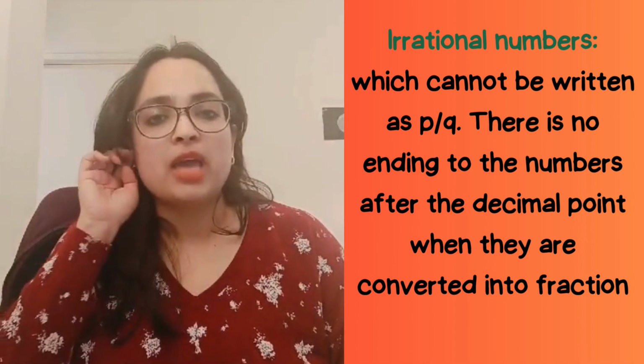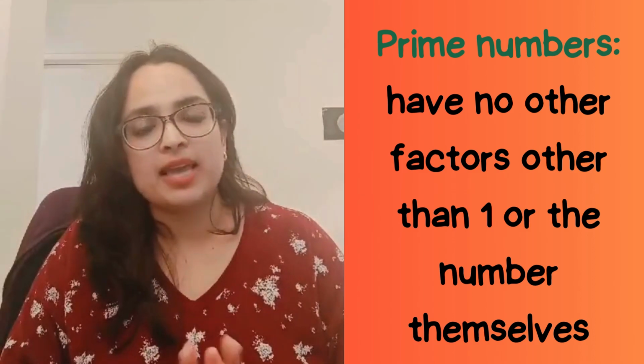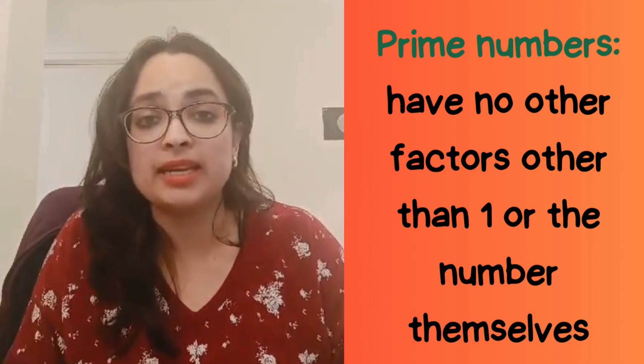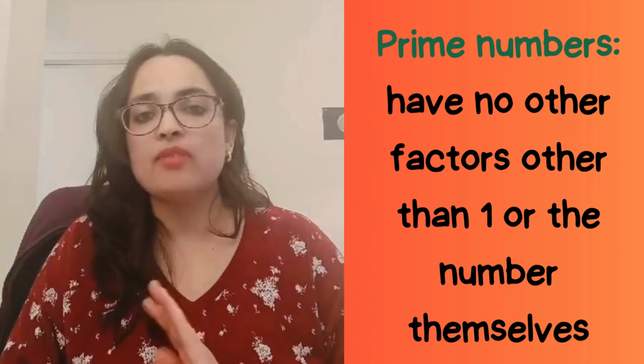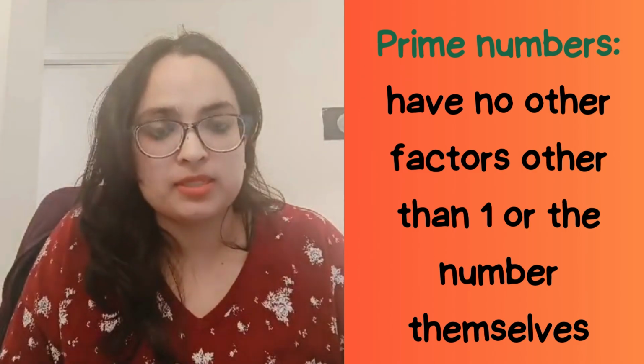Next, we talk about prime and composite numbers. Prime numbers are the numbers which do not have any factors except the number itself and 1. For example, 11, 7, 19. These numbers do not have any factors except 1 or the number themselves.